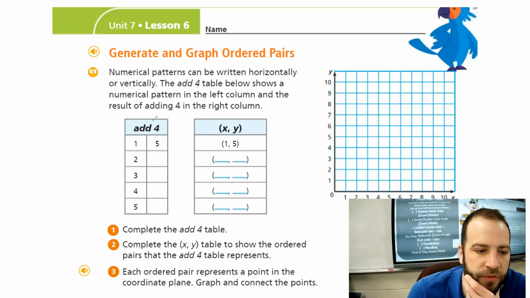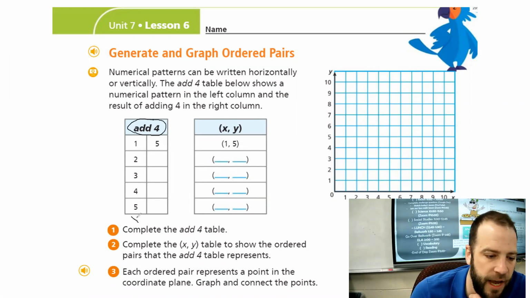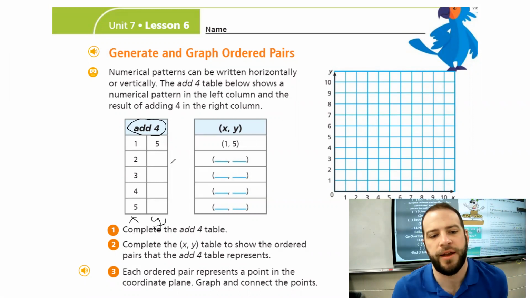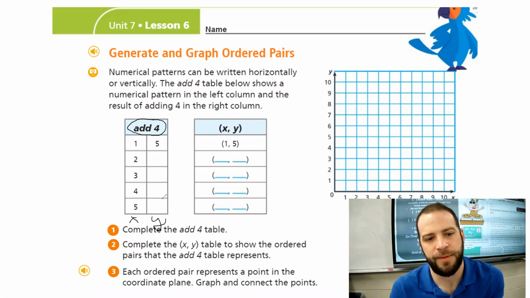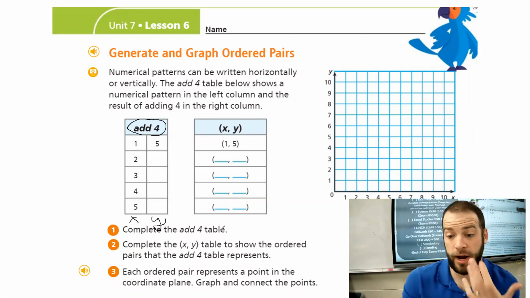So this has a rule. The rule is add 4. So x is on this side, y is on this side, and we are going to then fill out the table, and then we're going to fill out the coordinates, and then we're going to graph it. So complete the table, the add 4 table. All right, so the rule is add 4.